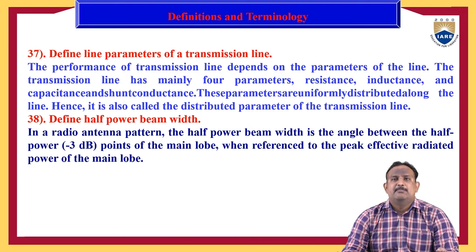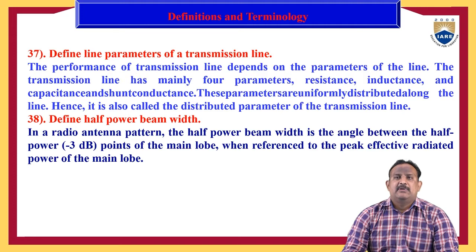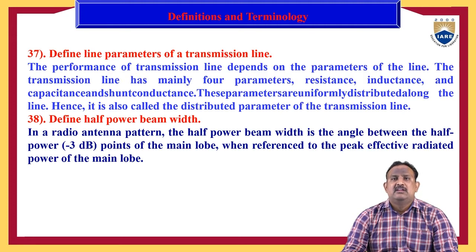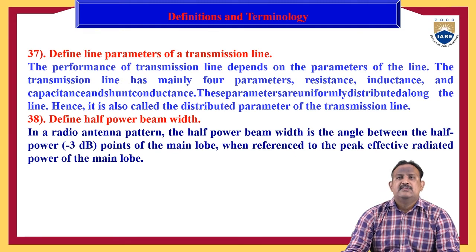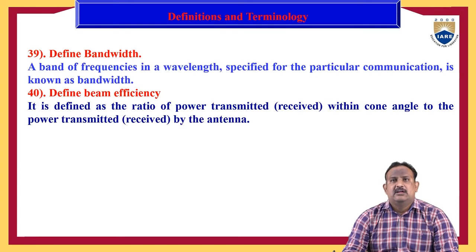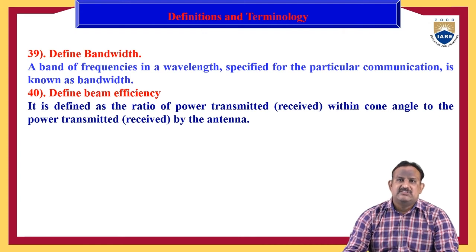Define half power beamwidth. In a radio antenna pattern, the half power beamwidth is the angle between the half power, or minus 3 dB, points of the main lobe when referenced to the peak effective radiated power of the main lobe. Define bandwidth. A band of frequencies in a wavelength specified for a particular communication is known as bandwidth. Define beam efficiency. It is defined as the ratio of power transmitted or received within the cone angle to the power transmitted by the antenna. To repeat the definition: it is the ratio of power transmitted within the cone angle to the power transmitted by the antenna, known as beam efficiency.